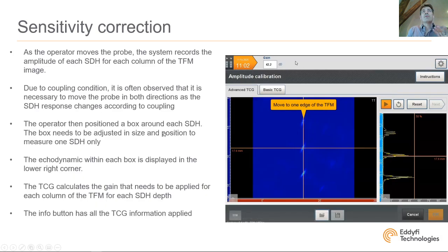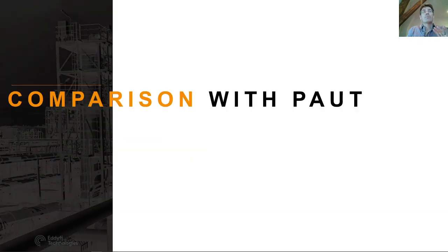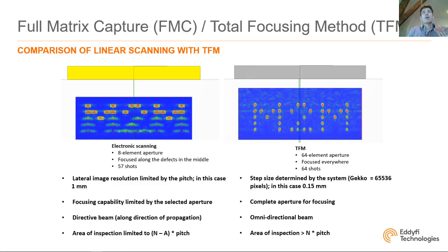Again, I'm going to pass on the video. I will do a demo after. So let's compare TFM to PAUT. First, I'm going to compare to linear scanning. Here we have a mockup with side-drilled holes to draw the sign of M to M. And I think it's pretty obvious when you compare the 2 images that you have a better spatial resolution here.